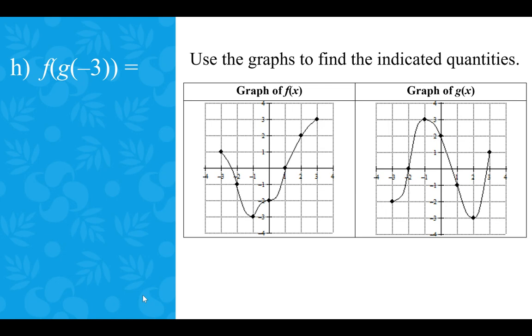So we find g of negative 3. When x is negative 3 in the g function, the y value is negative 2. So g of negative 3 is negative 2. And f of negative 2 is negative 1. Again, you can see the highlighted point indicating that. How about f of g of negative 1? Did you get that g of negative 1 is 3? And that f of 3 is 3?